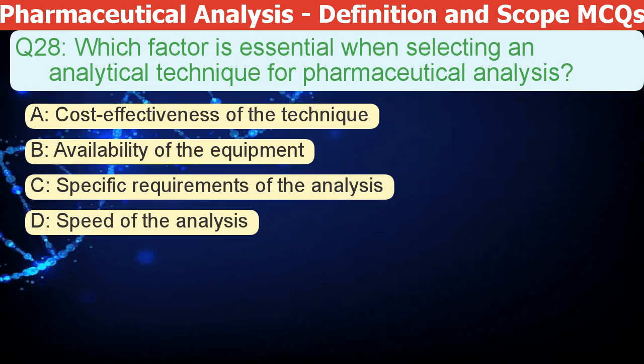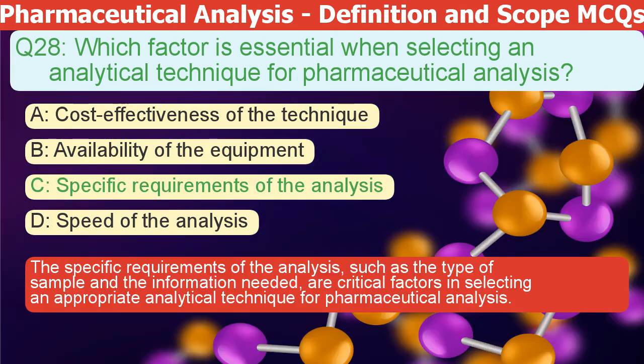Which factor is essential when selecting an analytical technique for pharmaceutical analysis? A. Cost effectiveness of the technique. B. Availability of the equipment. C. Specific requirements of the analysis. D. Speed of the analysis. The correct answer is C. The specific requirements of the analysis, such as the type of sample and the information needed, are critical factors in selecting an appropriate analytical technique for pharmaceutical analysis.